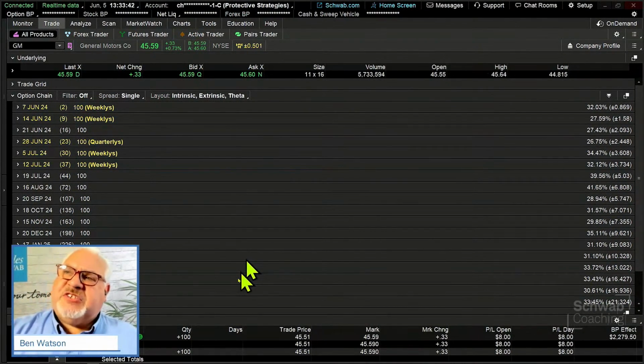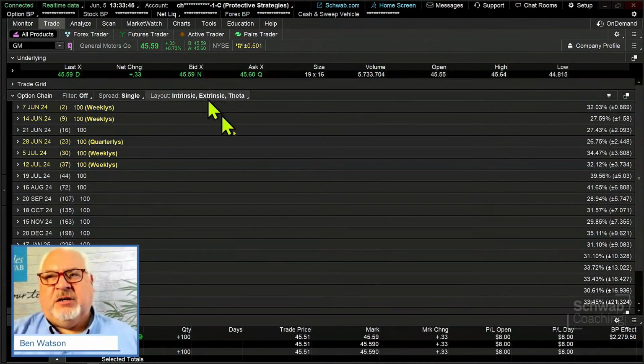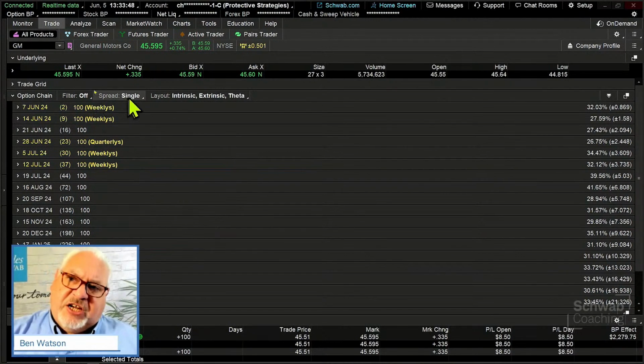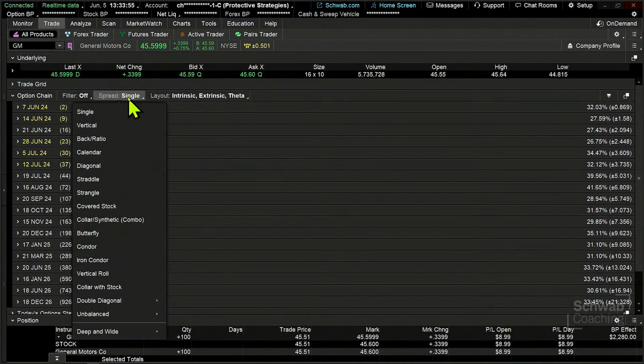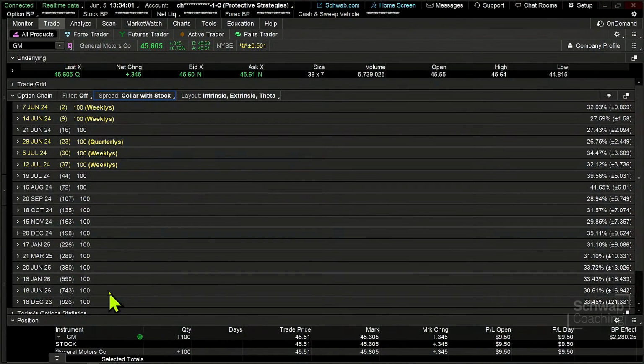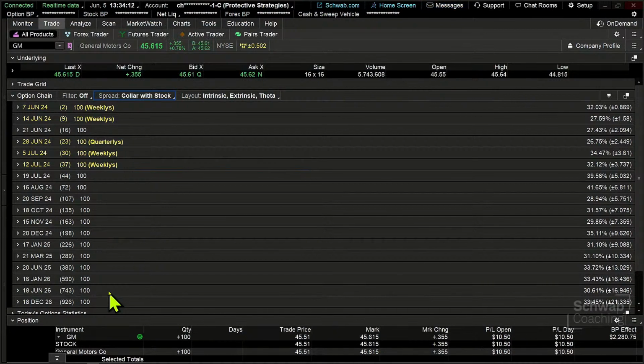Okay. So instead of buying the stock and then creating that combination trade, what I'm going to do is I'm going to change this spread in my option chain. I'm going to change that from single options, and I'm going to change that to collar with stock, because I'm going to buy 100 shares and I'm going to sell the call option and I'm going to buy the put option. So now the next step is determining how, our combo for AMAT just filled at $3.54.